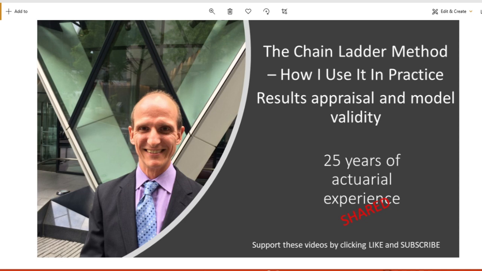In this third and final video in the series I'm going to explain the various ways I go about checking that my selected ultimates are reliable, as well as understanding where they might not be, as the chain ladder method was not well suited to the particular features of the segment being modelled. Both these assessments are important in order to justify and document your modelling. So let's start.